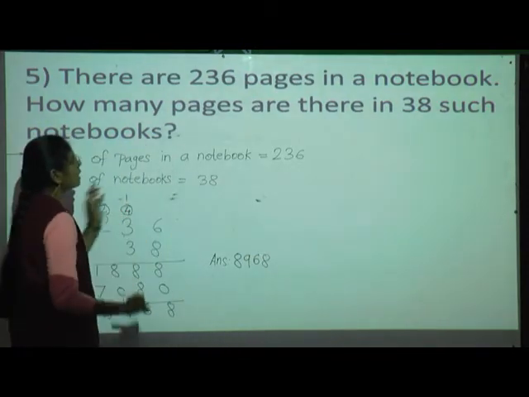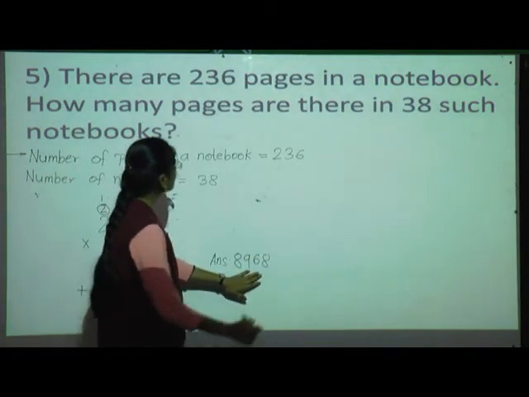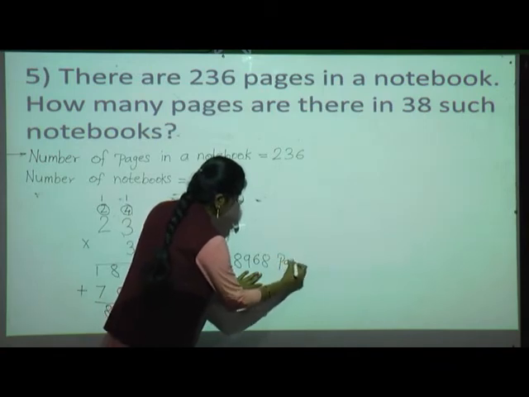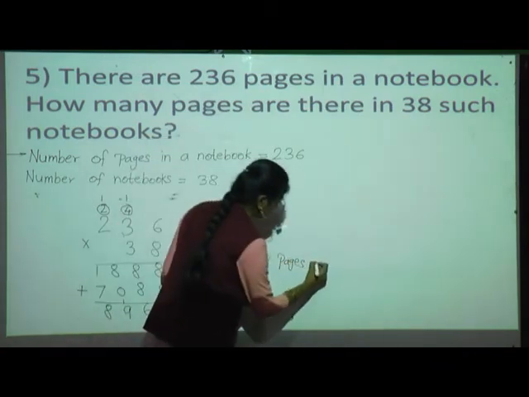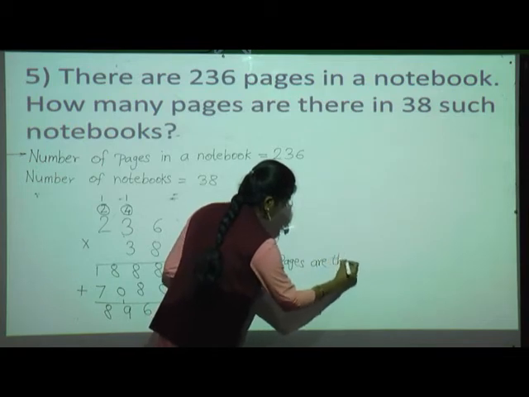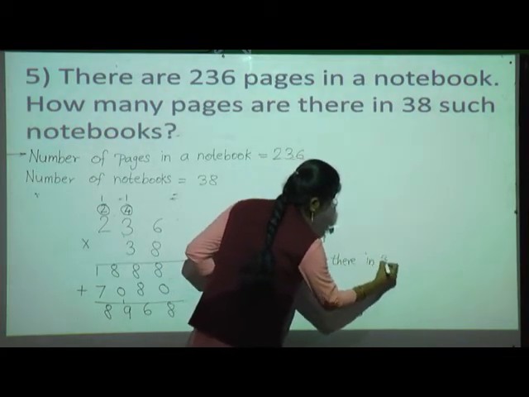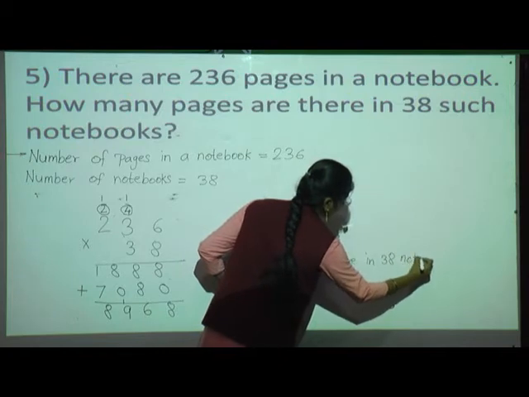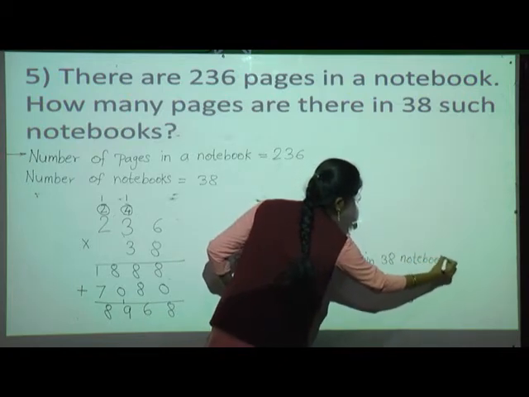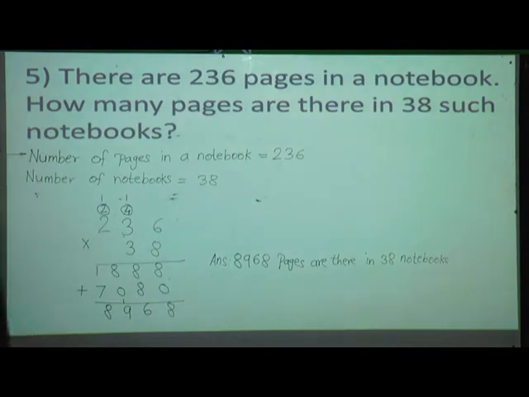And the remaining part we will write as it is. 8968 pages are there in 38 notebooks. Understood? See, once again I'll explain to you. There are 236 pages in one notebook. In one notebook, total number of pages 236, and there are 38 notebooks. Number of notebooks are 38.